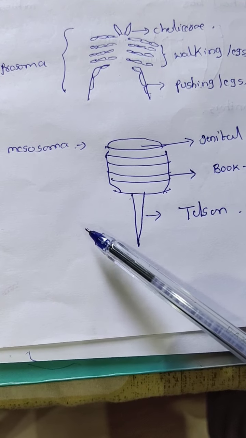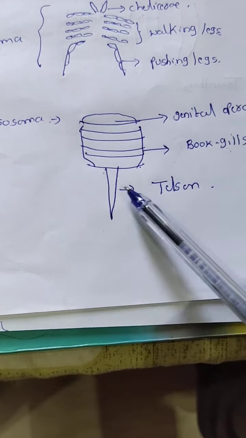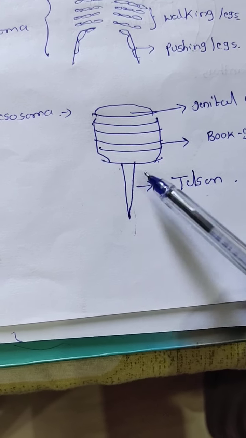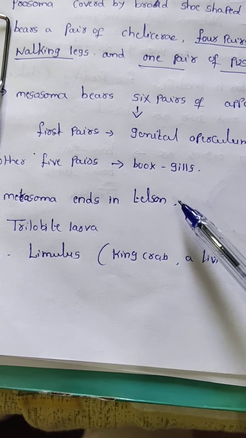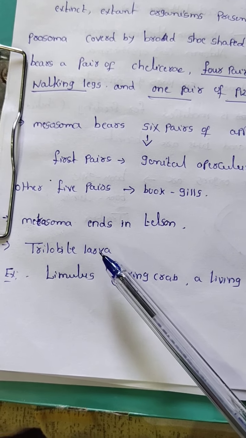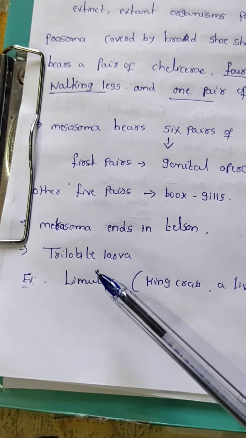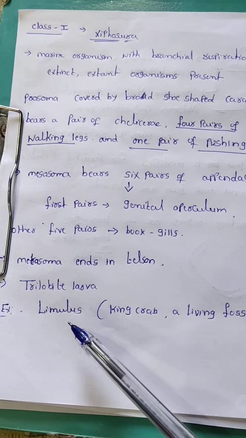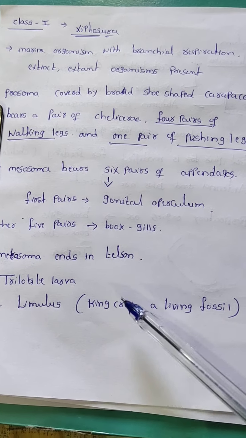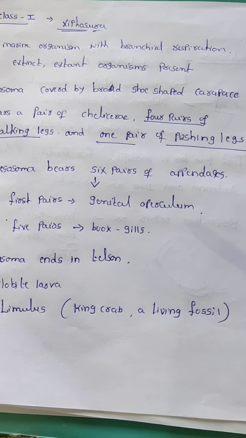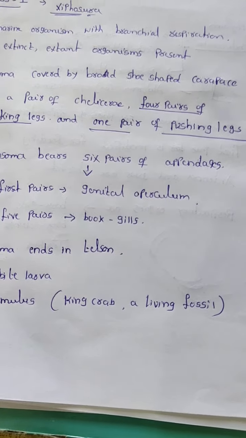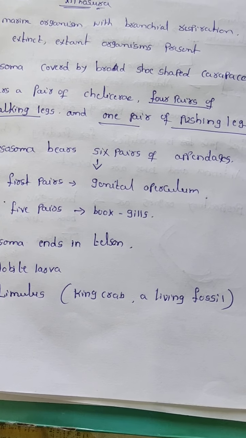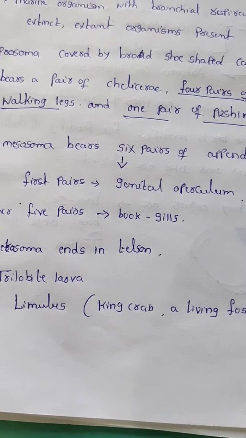The last one is what? Metasoma. It is modified into the telson. What is telson? Telson is a tail-like structure. That's why the metasoma ends in the telson. Here they have a larva. That larva is called the trilobite larva. The best example for the Xiphosaura, very important, is Limulus, commonly called the king crab, and also called a living fossil. Why is it called a living fossil? The previous generation of that organism was extinct. Suddenly, if that character reappears, that is called a living fossil.